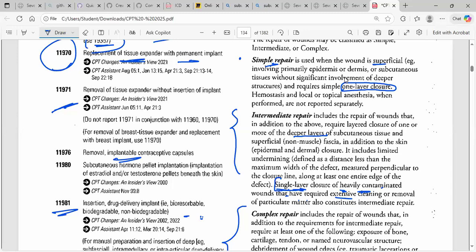Okay. So if it is a single layer closure, we are going to consider it as a simple. And if, in conjunction with the single layer closure, the wound has been extensively cleaned, then also we are going to consider it as an intermediate. Clear?